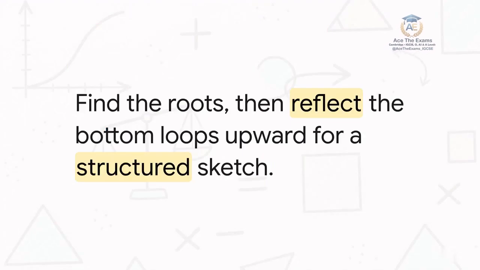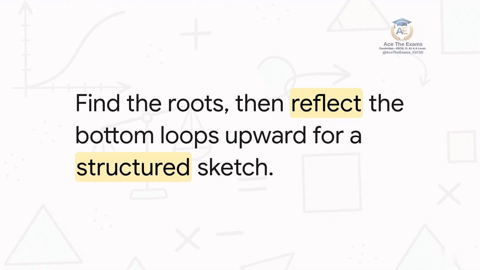Let's put that into practice. Say you're asked to sketch y equals the modulus of (3x + 2)(x - 1)(x - 7). First rule, don't panic. Just find the x-axis roots first by looking at your brackets. The curve crosses at x equals -2, 1, and 7. Easy. Now sketch the normal positive cubic curve right through those points.